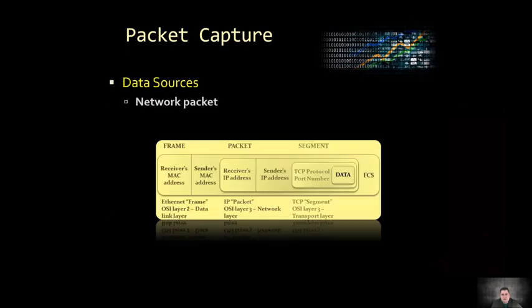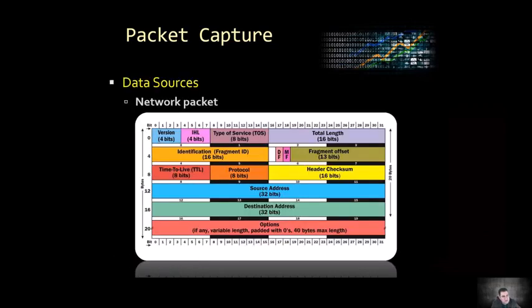Talking about that and looking at the network packet, this is how it looks at the end. You have the MAC addresses of the recipient and sender within the frame. In the packet itself, you have the recipient IP and the sender IP. In the segment, you will have the protocol number and the data itself that you sent. And byte-wise, how we look at it, usually it looks like that.